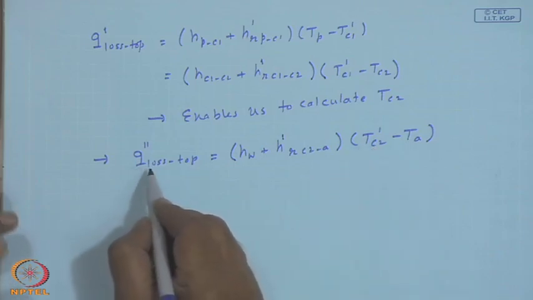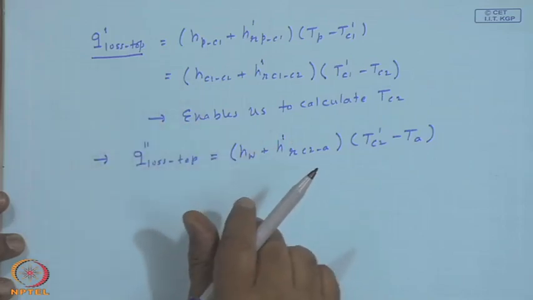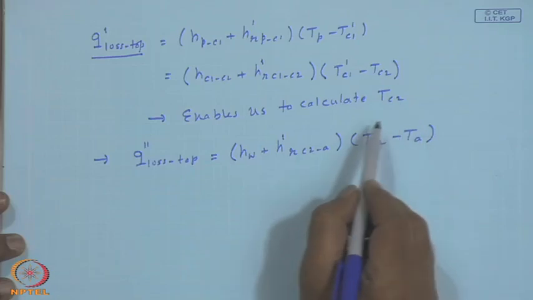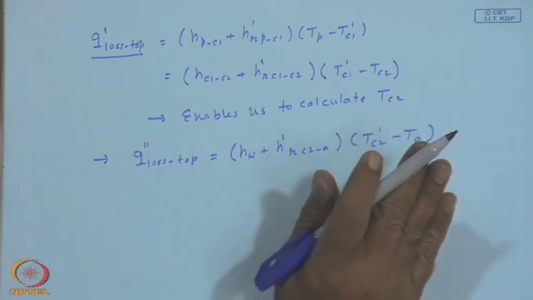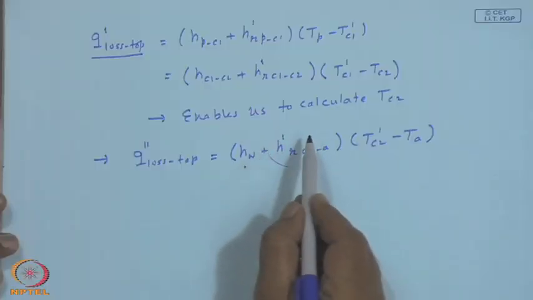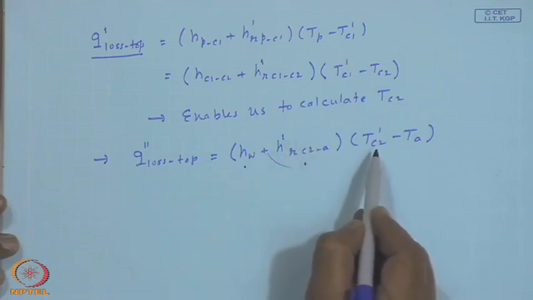So, now what is the difference between these two? This is the loss from the plate to cover 1, and that should be the same as cover 1 to cover 2, which enabled us to calculate Tc2. From Tc2, my guessing is over, and I should be able to calculate the top loss from the outer cover to the ambient by convection and by radiation. This radiative heat transfer coefficient is calculated based upon Tsky, Tambient and Tc2.